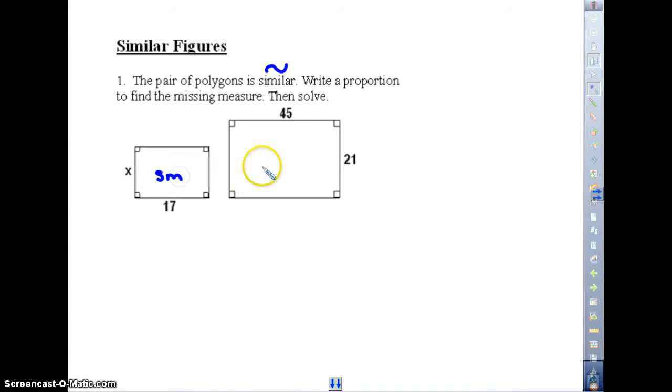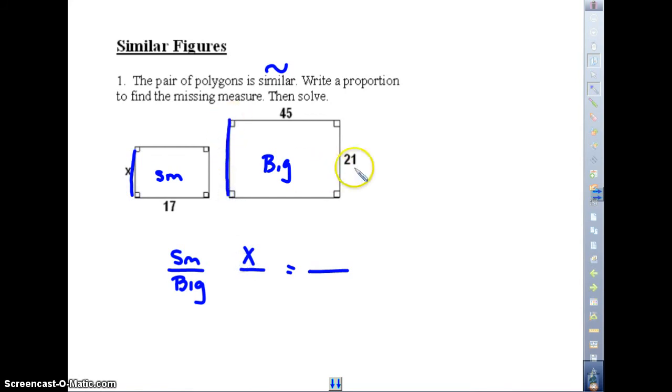Here's my small rectangle, here's my big rectangle, and they're both similar. So I'm going to compare my small to my big, and I want to compare corresponding lengths and set up a proportion. Pick any length in the small. How about if we pick x? X in the small corresponds to what in the big? Well, that length right there is what? Yeah, 21, because it's a rectangle.